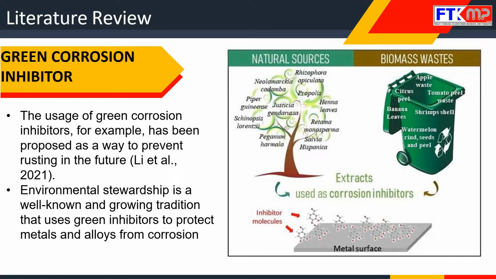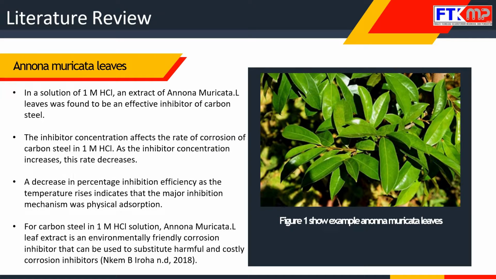The usage of a green corrosion inhibitor, for example, has been proposed as a way to prevent rusting in the future. Environmental stewardship is a well-known and growing tradition that uses green inhibitors to protect metals and alloys from corrosion. One of the green corrosion inhibitors I will evaluate is Annona muricata leaf.